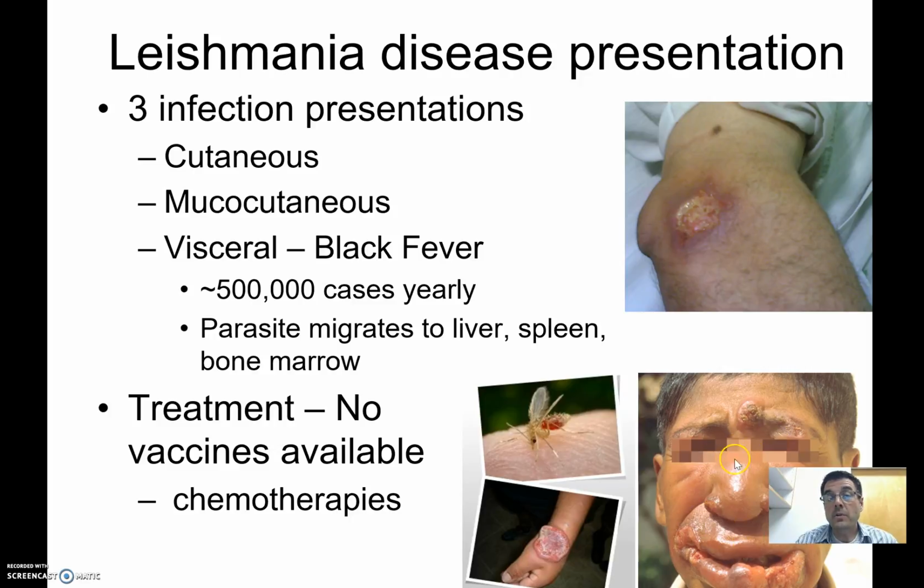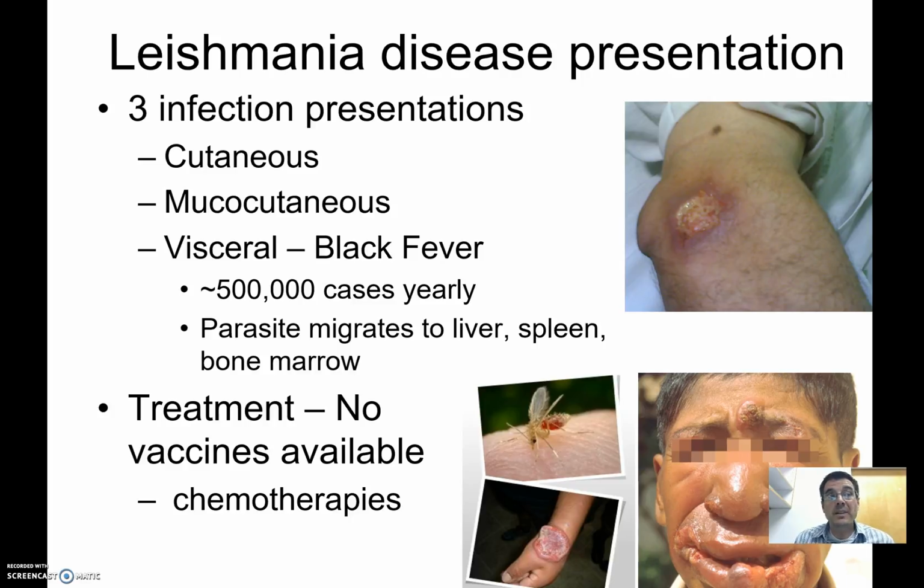And then you have a mucocutaneous, where a sandfly will inject the parasite in the areas around the nose, the mouth, and the eyes, where it can cause infections within those parts of the soft tissue, and it can cause pretty significant deformities as a result. And then there's visceral or black fever, and this is where the parasite can actually migrate to the liver and the spleen, and it can cause death as a result of that visceral infection.